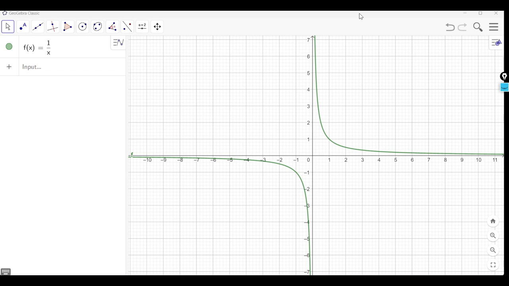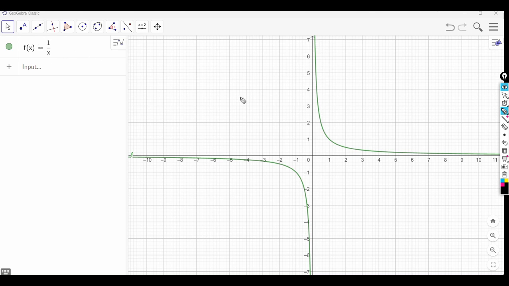In this video, we'll be talking about the reciprocal function. The reciprocal function is written as 1 over x, so just the reciprocal of x. Reciprocal means upside down, sort of. And this basic function, just 1 over x, looks like this.